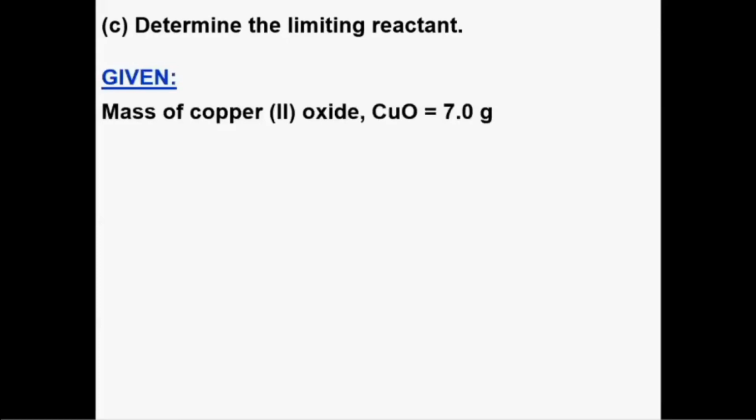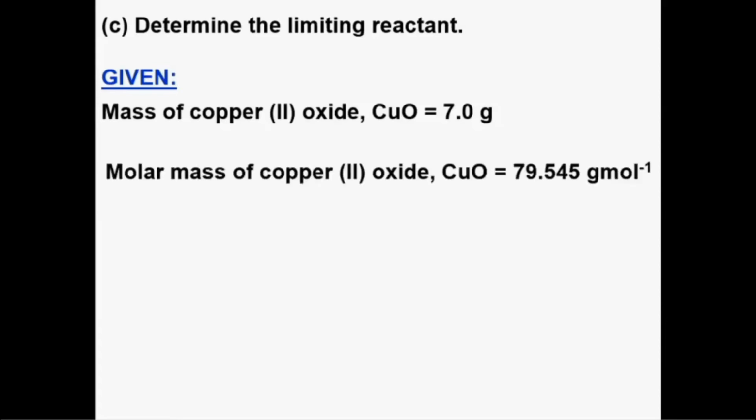So first thing first, in this reaction there are 2 reactants: copper oxide and nitric acid. First, we need to determine how many moles of copper oxide and how many moles of nitric acid are used in this reaction. Since we were given just the mass of copper 2 oxide, which is 7 grams, we are going to calculate the moles of this copper 2 oxide.